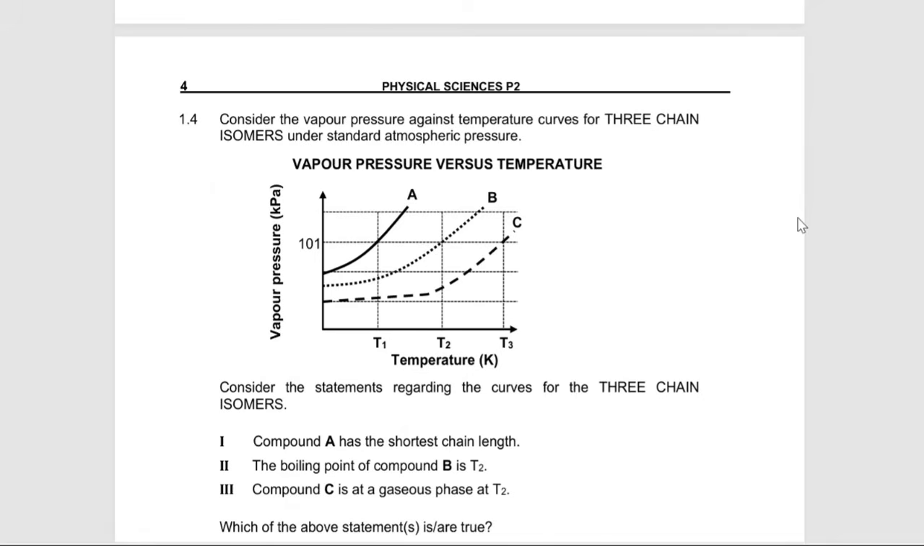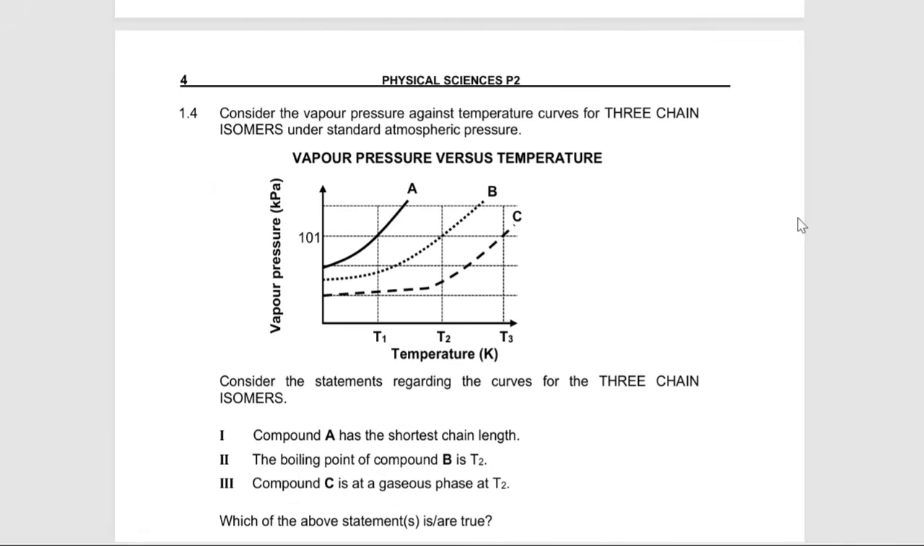Then moving forward to question 1.4. Consider the vapor pressure against temperature curves for the 3 chain isomers under standard atmospheric pressure. Here they are saying consider the statements regarding the curves of the 3 isomers. So we've got our A, B, and C.